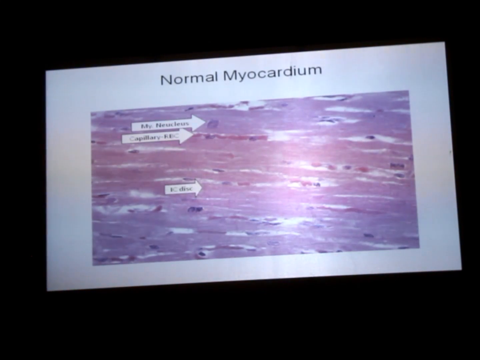Now coming to the microscopy, what do you see inside the cardiac muscle in an infarct? Okay. So here this is a normal myocardium. These are myocardial fibers, myocardial cells. This is the nucleus. All these are cells. They have a normal nucleus. Here in between there is blood supply to them through capillaries. Okay, these are RBCs. Here also you can see this is normal myocardium. Capillary, RBCs, nucleus, intercalated disc.